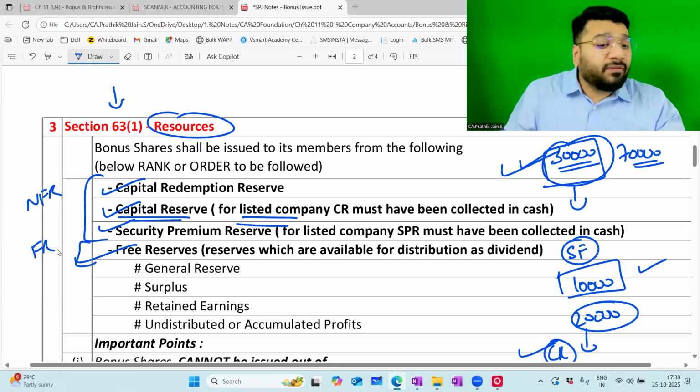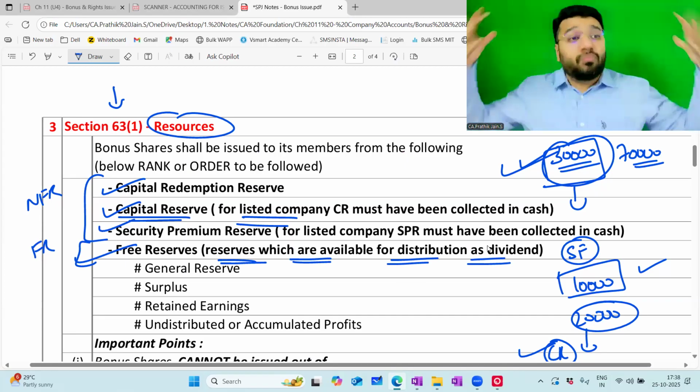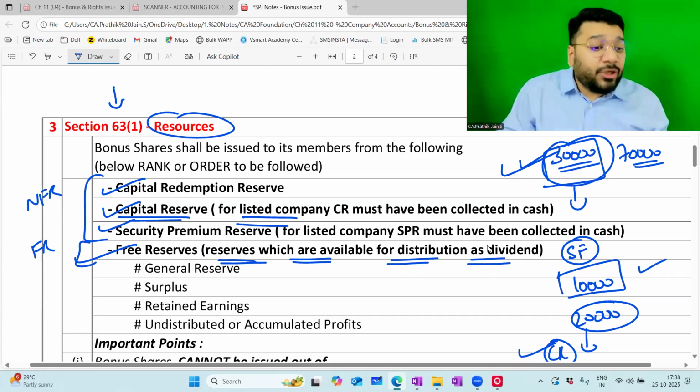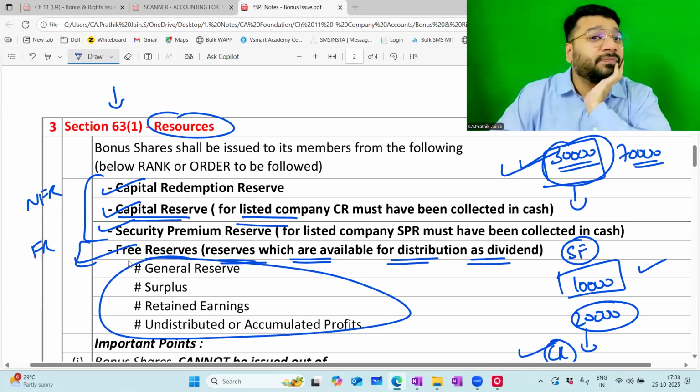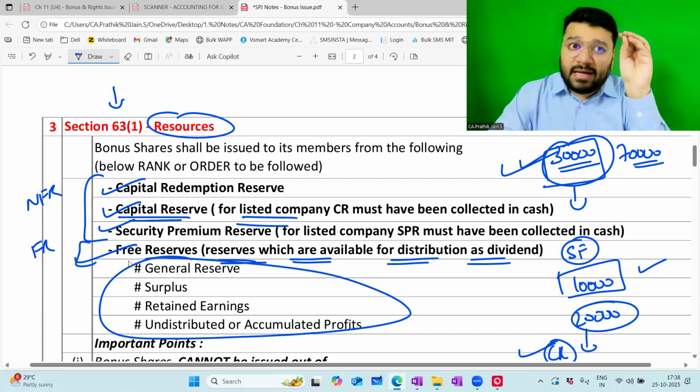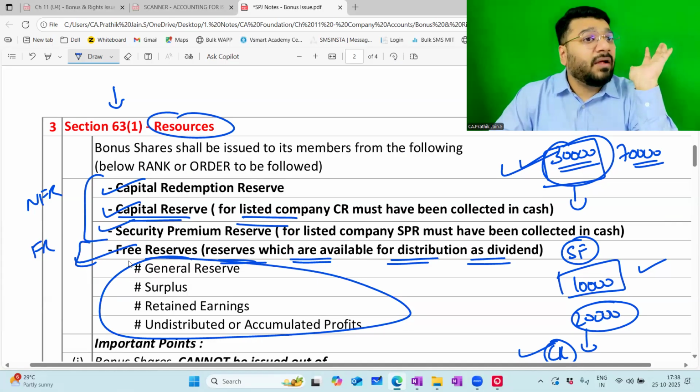What is the meaning of free reserve? So free reserve is that reserve where the amount is available for distribution as dividend. Means if the company wants to give lot of dividend, they can use the free reserves. They can use these reserves without any limitations. Restriction will be there, but very limited, which I will be teaching you in CA intermediate. Apart from that, I can use this money for the purpose of giving dividend.